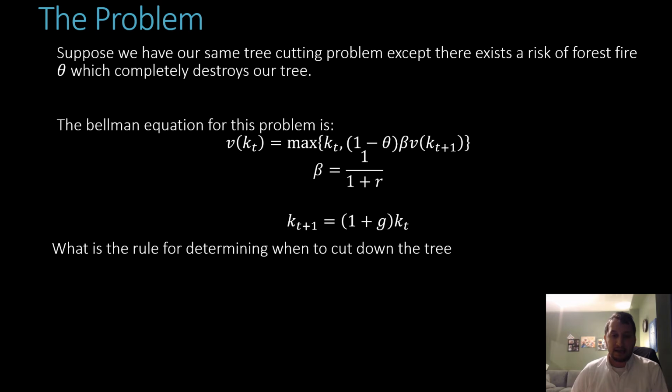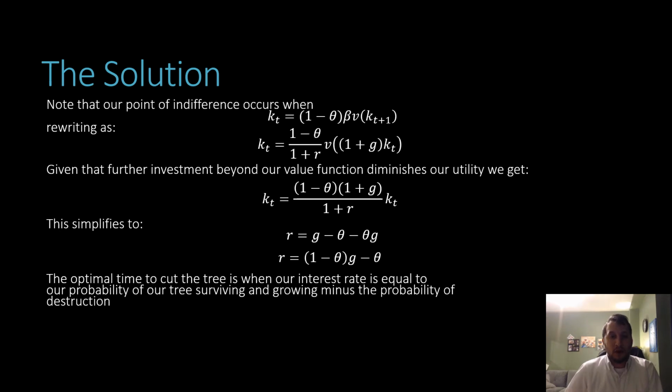We're now tasked, like usual, with defining the rule for determining when to cut down the tree. So the solution to this problem is going to be as follows. We're going to note that our point of indifference occurs where k_t is equal to (1 minus theta) times beta times V(k_{t+1}). Rewriting this as follows, just plugging in our values.